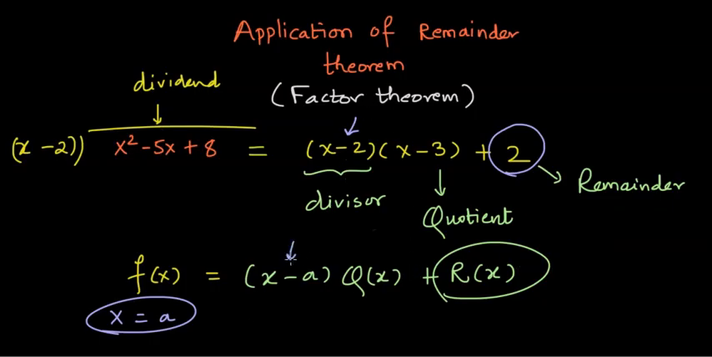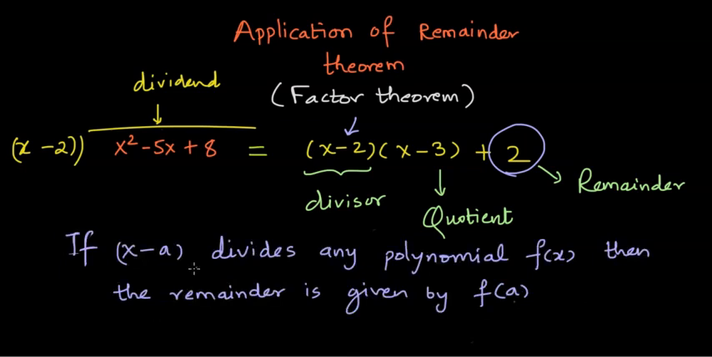If you want to find the remainder of f of x when it is divided by x minus a, you simply have to put x equal to a. And in that case, I am only left with remainder, which is nothing but equal to f of a, because we are putting x equal to a. So let me just summarize quickly. If x minus small a divides any polynomial f of x, then the remainder is given by f of a.